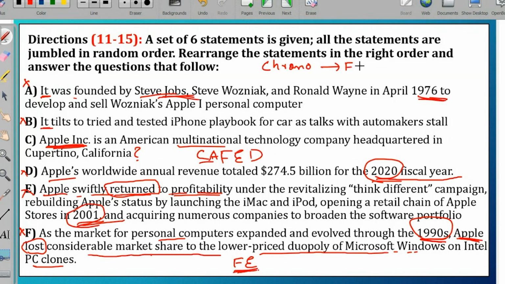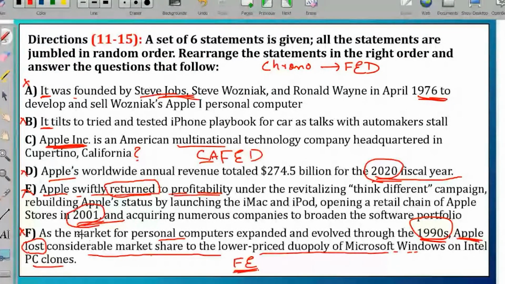पहले 90s आएगा एफ स्टेटमेंट, उसके बाद 2001 वाला आएगा, दैट इज ई स्टेटमेंट, और उसके बाद आएगा 2020 वाला, दैट इज डी स्टेटमेंट. एफ ई डी. क्रोनोलॉजी से भी ये आ रहा है एफ ई डी. इफ यू गो बाय द अदर वे, ठीक है ना. अब मान लो कि यहाँ पर आपको इयर्स नहीं दिए होते, तब भी वी कैन कम टू द सेम ऑर्डर, दैट इज एफ ई डी.